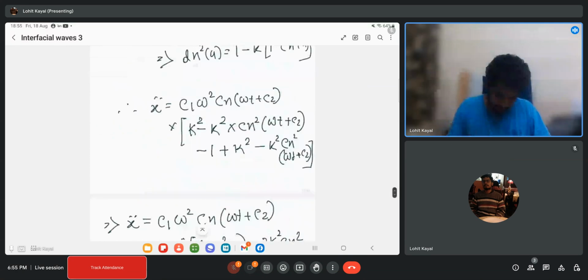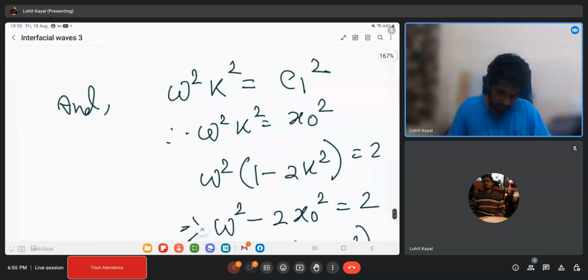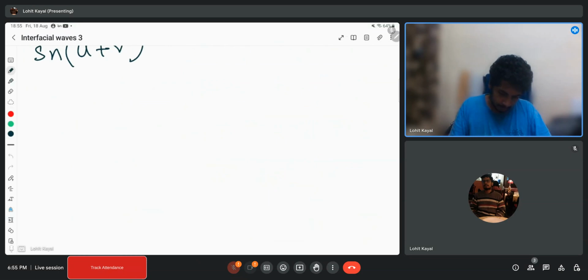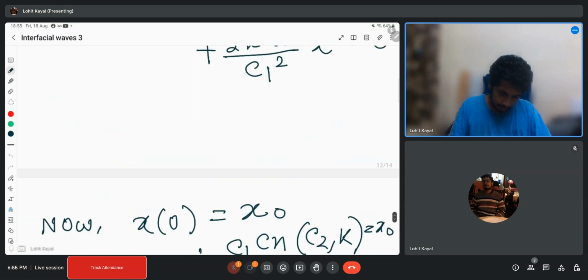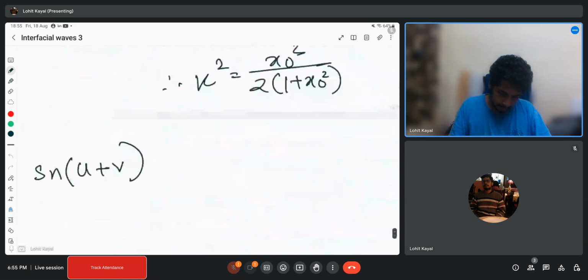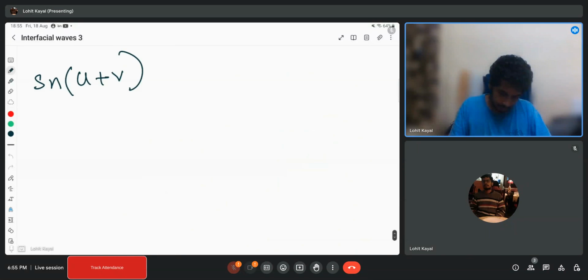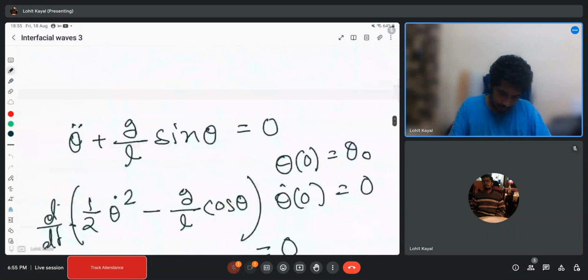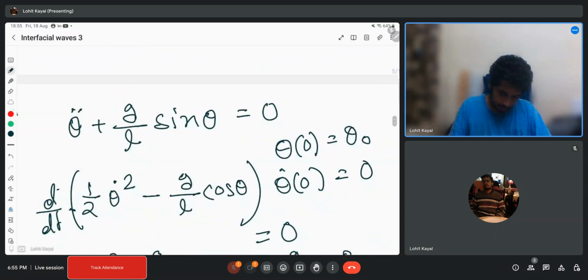All right. So today our target is to find a solution of the nonlinear pendulum equation. As I told in the last class, what is the equation for the nonlinear pendulum? I will share this class note with you. So for the nonlinear pendulum, this is the governing equation.